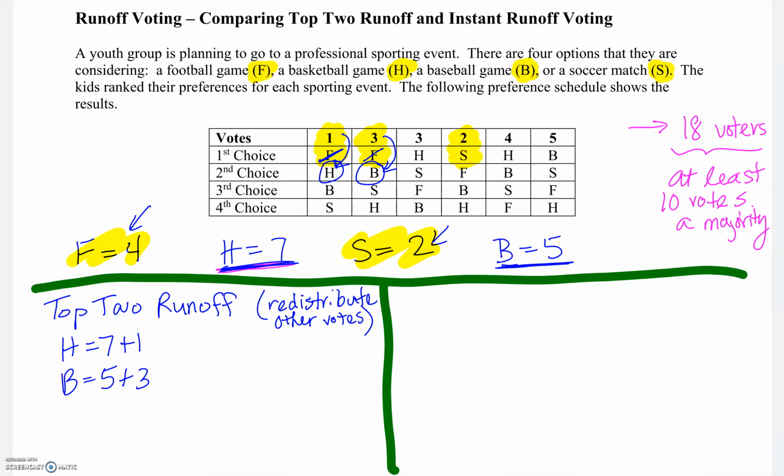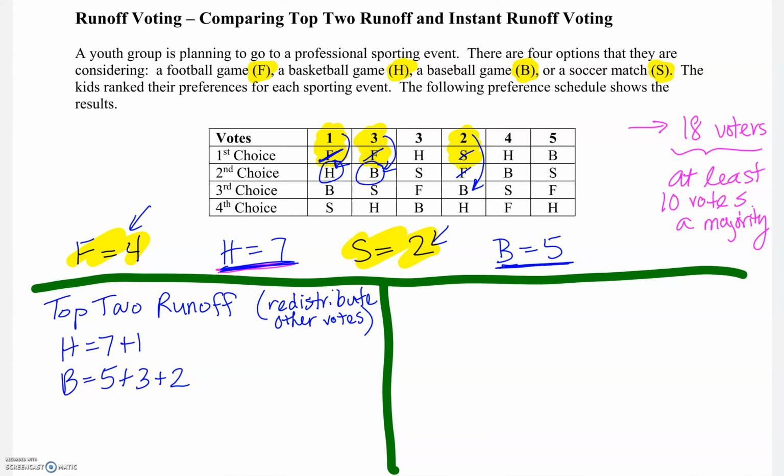The place where we had soccer in first choice were the two people kind of in the middle of the table here. And if they can't do soccer, then their next choice is football. But football's out of the running, so they can't do that either. So we actually go to their third choice, which is baseball. So these other two people who originally said soccer, they would choose baseball over basketball.